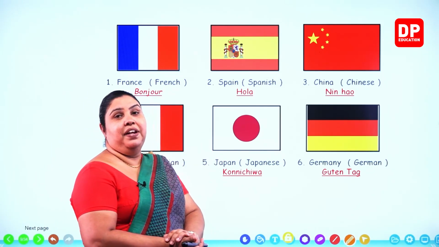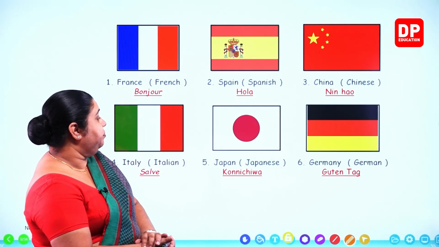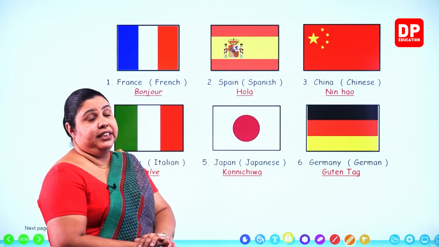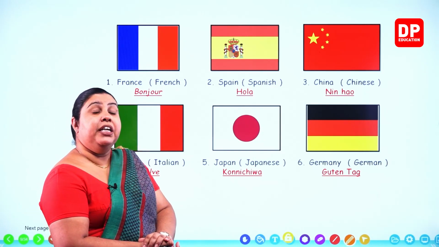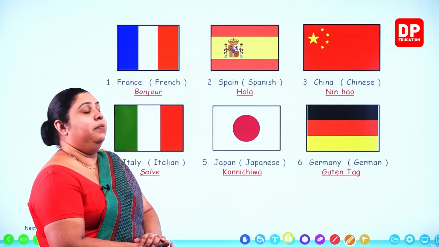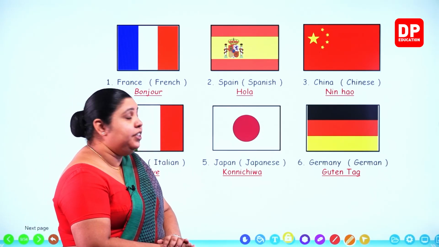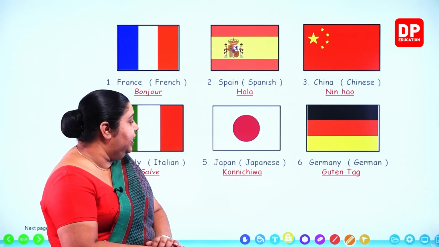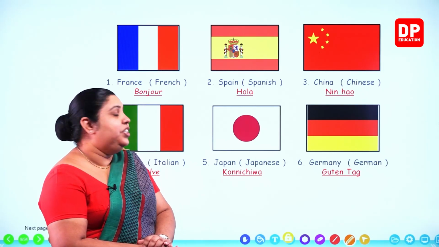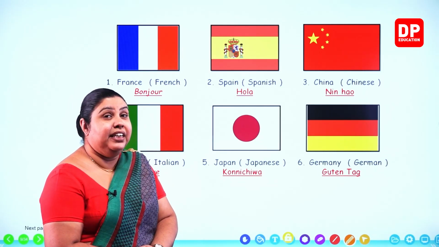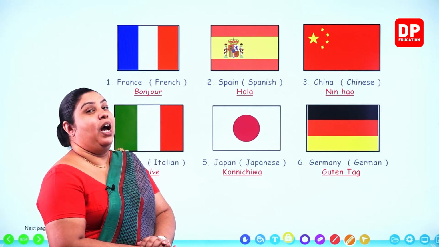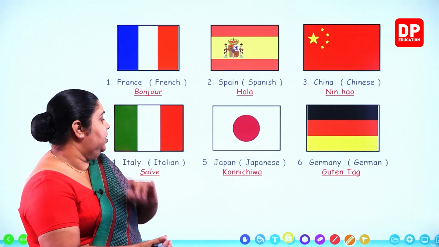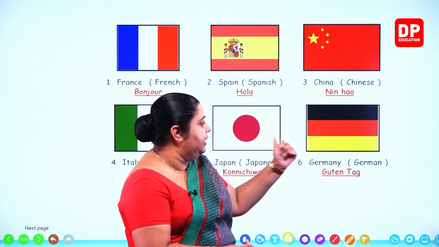Then what is this national flag? It is the flag of Japan. And they speak Japanese. And they are the ones who use this word konnichiwa. Konnichiwa is how they greet others, like we say ayubowan. So what is the word? Konnichiwa.